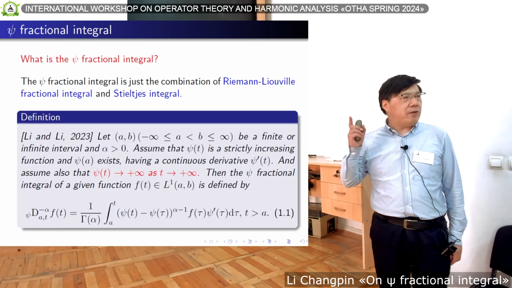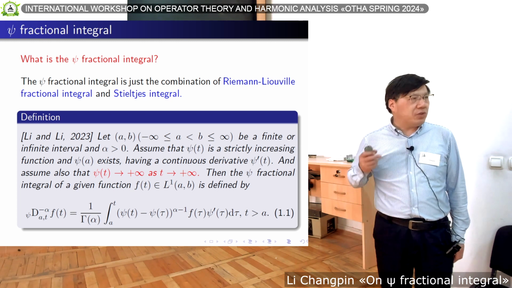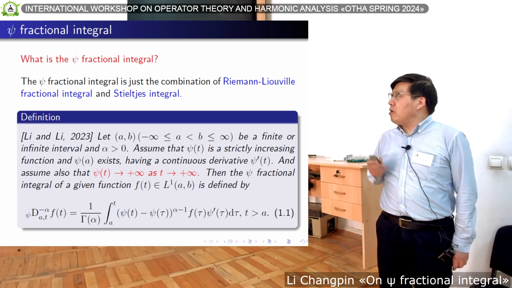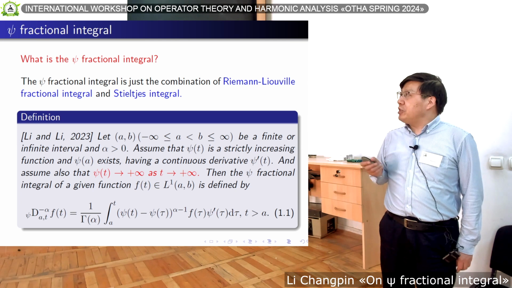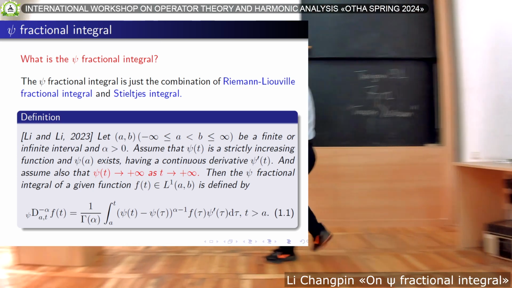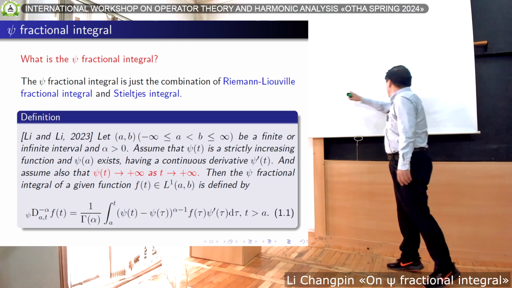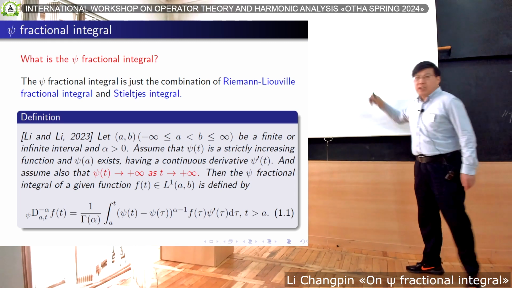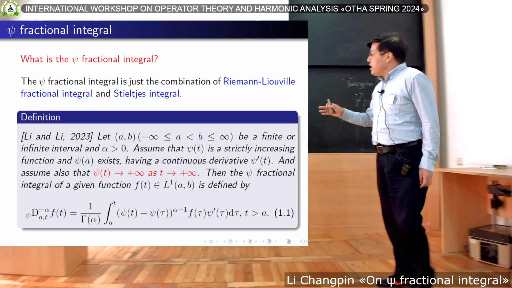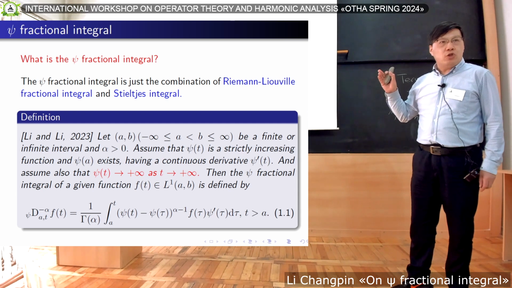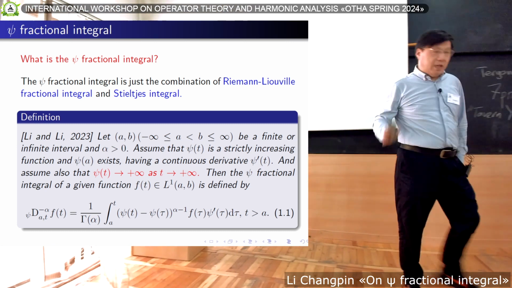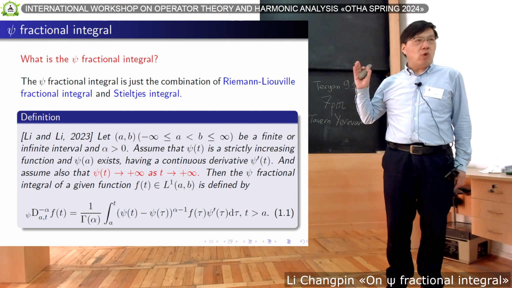So what is the precise fractional integral? It is just a combination of the Riemann fractional integral and the Stieltjes integral. Here it is the integral from a to t of f(tau) d psi(tau), which is just the Stieltjes integral. Now we introduce the weakly singular kernel like this, and also the gamma function. It is just the Riemann fractional integral.